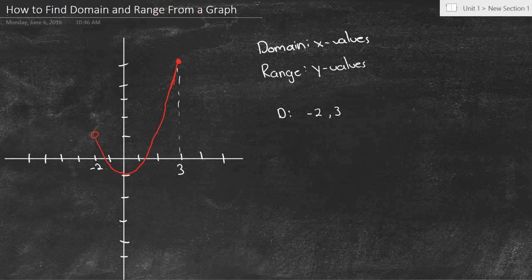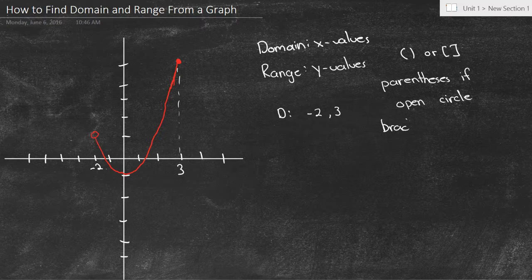And now we need to worry about parentheses or brackets. How do we know which ones to use? You use parentheses if it's an open circle, because that means it does not include the number. So parentheses if open circle. And then brackets are for closed circles, because that means the point is included in the domain. Brackets are closed circles.